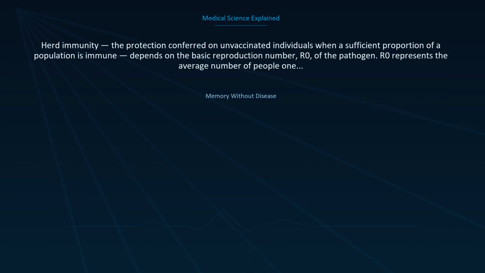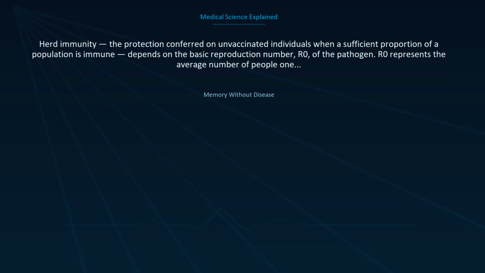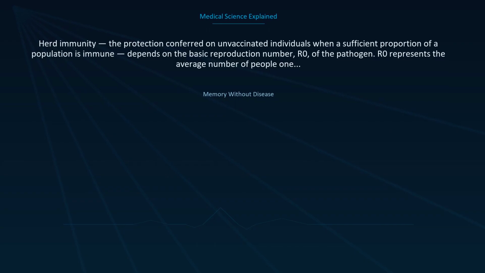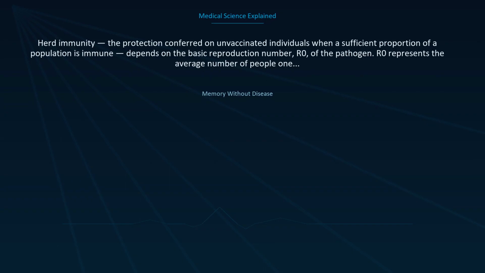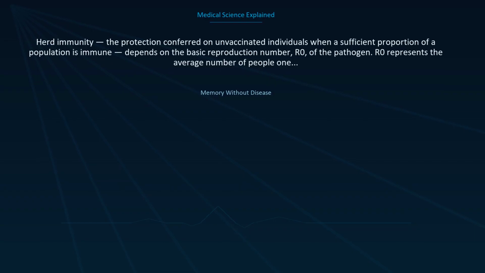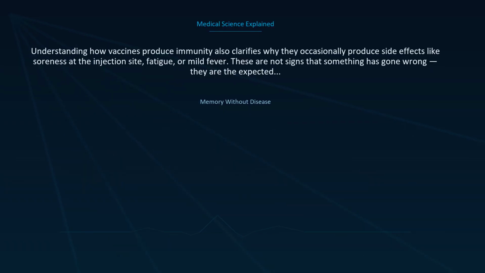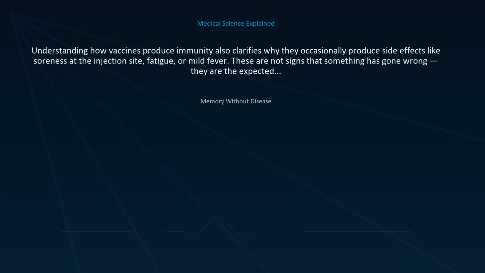Adjuvants, compounds like aluminum salts added to many vaccines, do not make the antigen stronger. They create a local inflammatory environment at the injection site that improves antigen uptake by dendritic cells and prolongs antigen persistence, enhancing the overall immune response. The vaccine schedule in infancy is designed around two biological windows: the waning of maternal antibodies passed through the placenta and breast milk, and the maturation of the infant's own adaptive immune system.